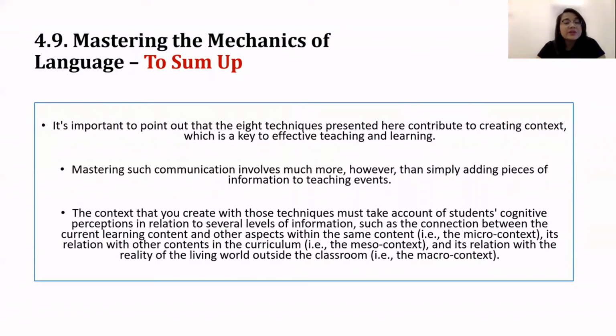The context that you create with those techniques must take account of students' cognitive perceptions in relation to several levels of information, such as the connection between the current learning content and other aspects within the same content, for example, the micro context, its relation with other contents in the curriculum, the meso context, and its relation with the reality of the living world outside of the classroom, or the macro context. So in short, we need to make it relevant to the world of our students, so that the new knowledge will be understood easily, fast, and in a more meaningful way.